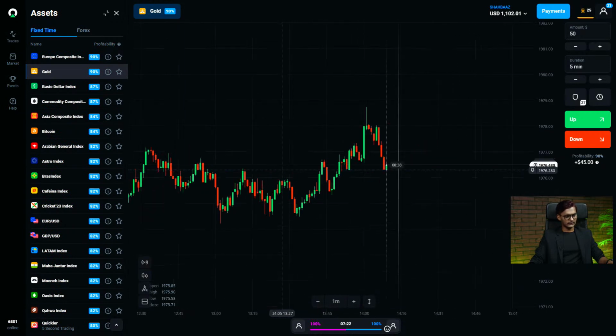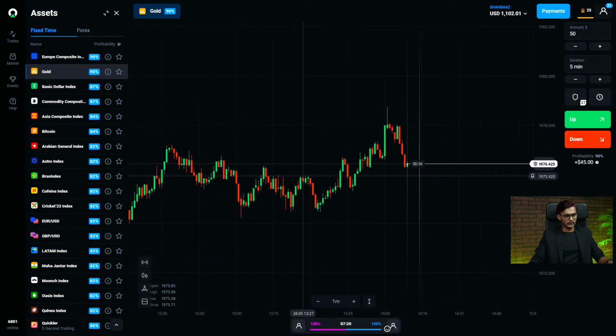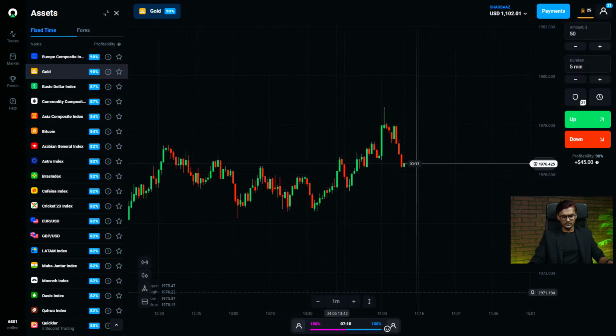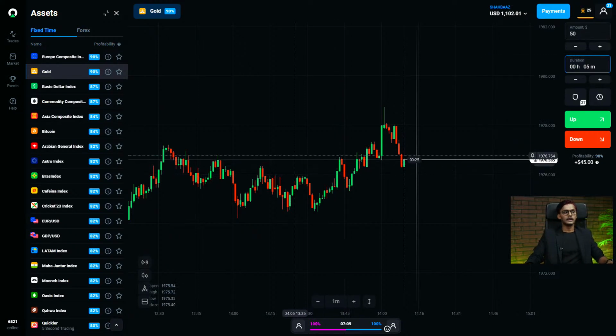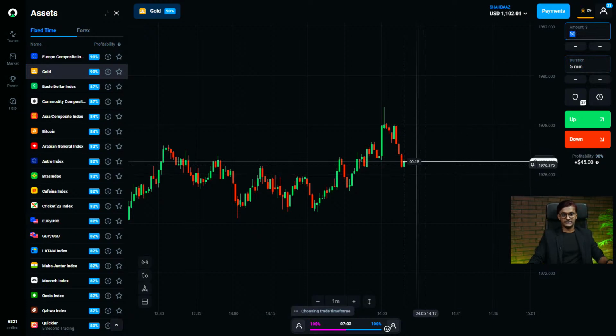All right, so I can see the gold is looking kind of weak on the 1 minute chart time frame. You should also remember that these battles can only be played on FTT, so you cannot play it on Forex mode. So I am on FTT. My duration is 5 minutes and my amount is $50. So let's take our first trade for our first battle, of course.